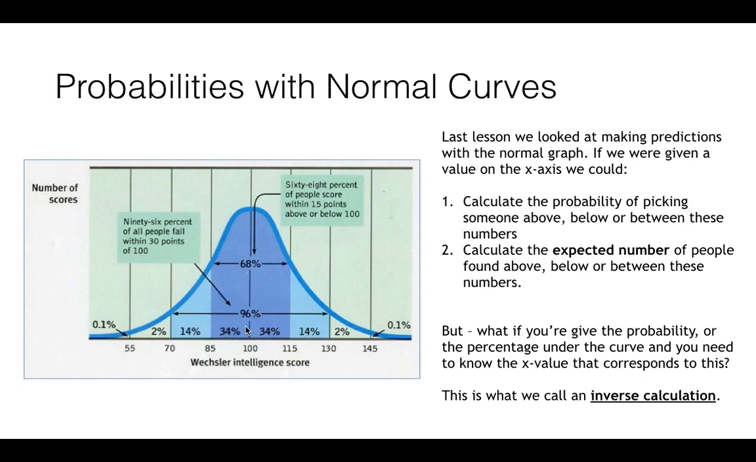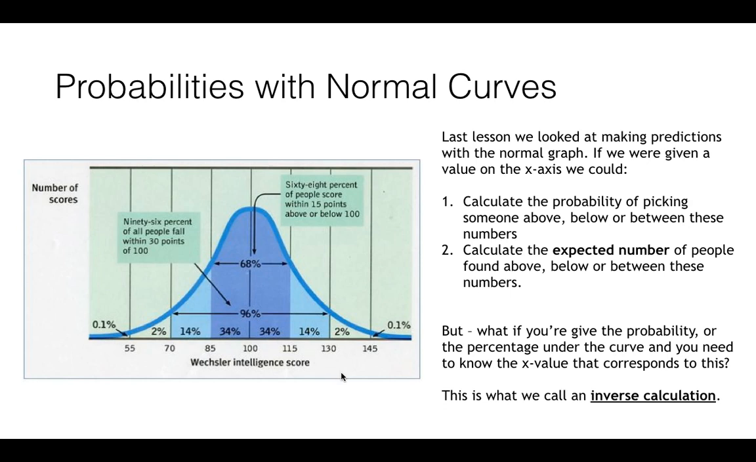0.68 probability. We also worked out that you could calculate the expected number of people found above, below or between these numbers. And we did that by working out the probability first of all, and then multiplying the decimal by the total number of individuals included in the study. So say in this experiment here, I had 100 people. So I do 0.68 multiplied by 100, and that would give me 68. And that would tell me that 68 people had an intelligence score between 85 and 115.